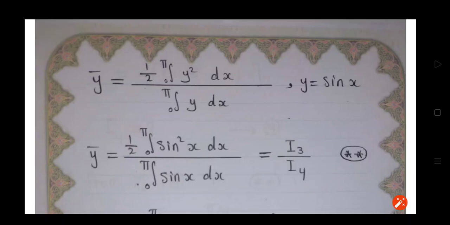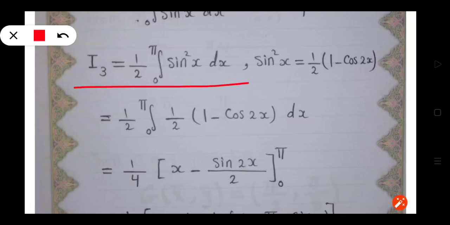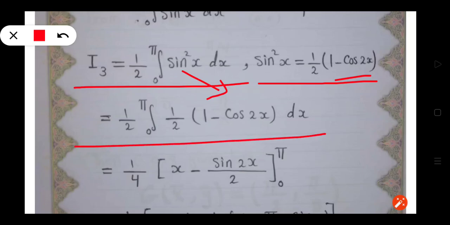To find I3, it is half the definite integral from 0 to pi of sine squared x dx. We notice from calculus 2 that sine squared and cosine squared we can't integrate in a direct way, so we convert it to another form to find its integration. Sine squared, by using the double angle for cosine, equals one over 2 times brackets 1 minus cosine 2x. So this integration will be half the definite integral from 0 to pi of half times 1 minus cosine 2x dx.